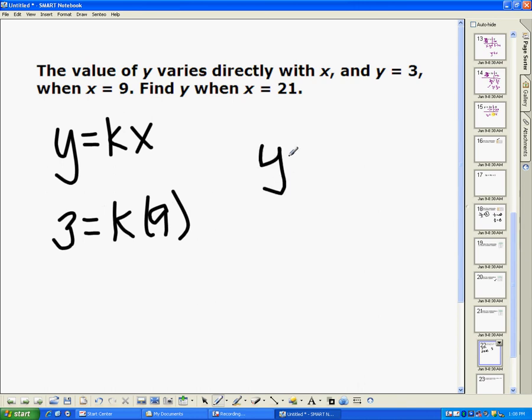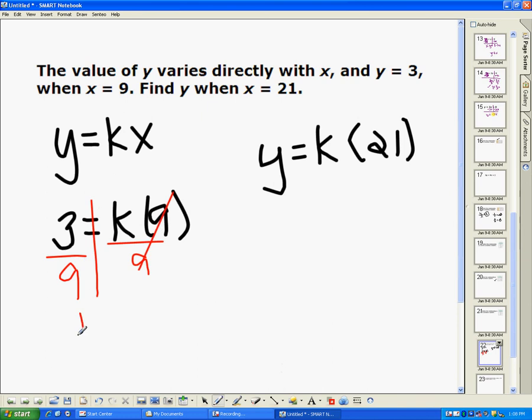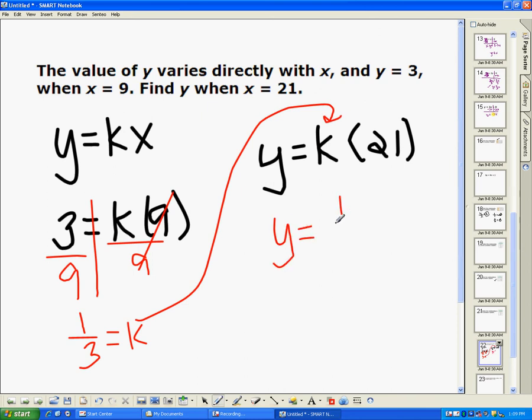So what I can do is if I know that y is 3 when x is 9, I can use that to help me solve for k. So I'm going to divide both sides by 9 here to solve for k, and I get that 1/3 is equal to k. So for this particular example, my constant is 1/3. So I'm going to plug that all the way in right here and say, well, what is y? My constant's 1/3 if x is 21. Well, 1/3 of 21 means 21 divided by 3, which is 7. So for this particular example, y is equal to 7.